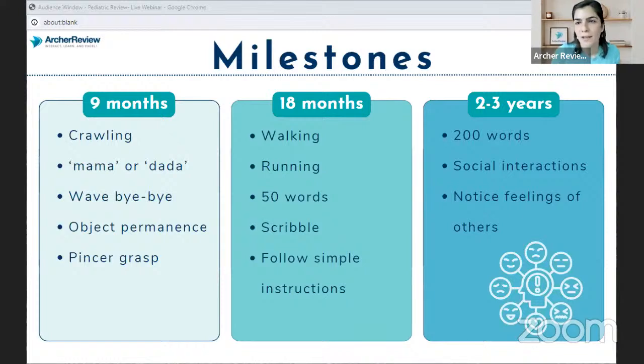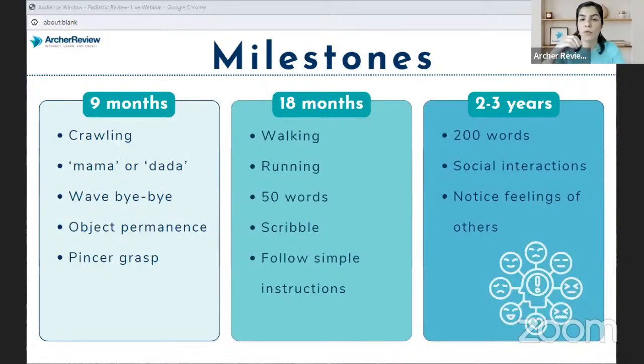By 18 months, they're running. So I have an 18-month-old and you can't even keep up with them. So they should be running, moving, jumping, all that fun stuff. So at this age, before the 18-month well check, you want to talk to parents about safety. Safety is going to be a big thing that we're going to discuss in a little bit as well. So that child should be really active. Typically about 50 words on average is what an 18-month-old can say.